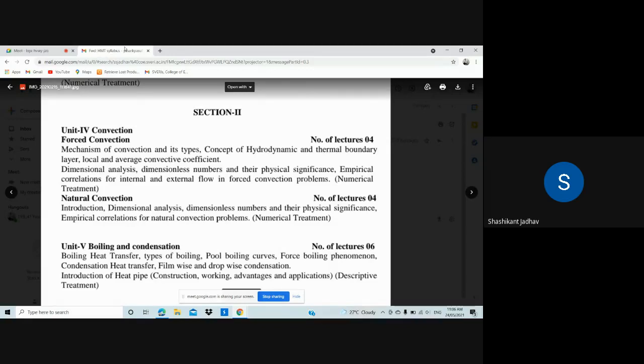In convection, there are basically two types, forced convection and natural convection. We have to complete forced convection first, then natural convection. So write down the first point, forced convection, and in that, write down the syllabus for forced convection.